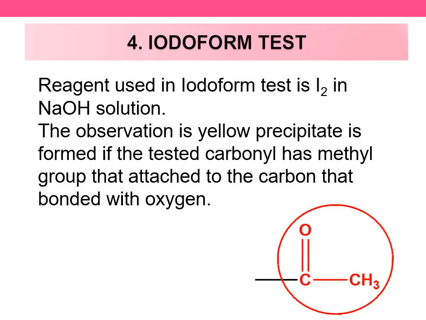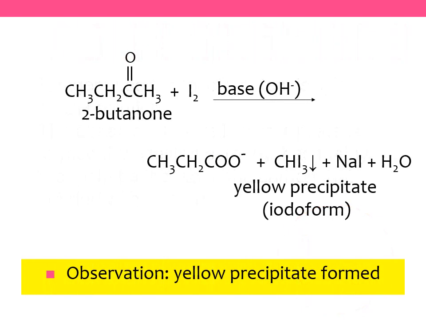So, as shown to you in the slide, that is the structure of the group that we are going to detect using this test. If it's positive, it's going to be a yellow precipitate. So now you can go back to the results on experiment 6. Which compound has a positive result for the iodoform test? If it's positive, it would have a group which is called the methyl carbonyl group. The C double bond O is attached to a methyl group directly.